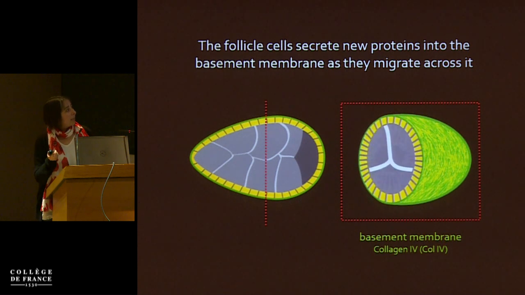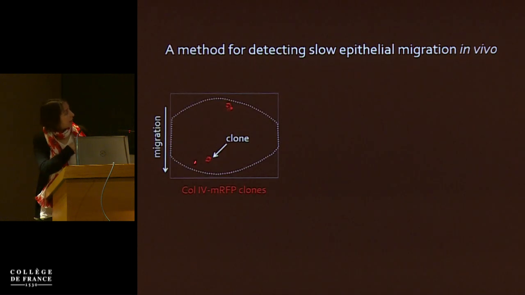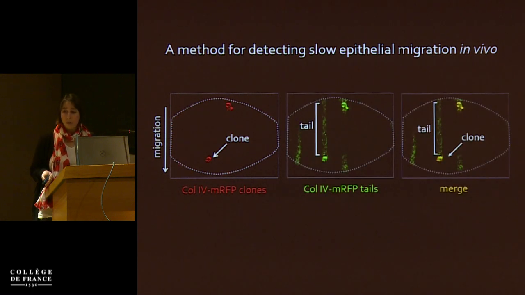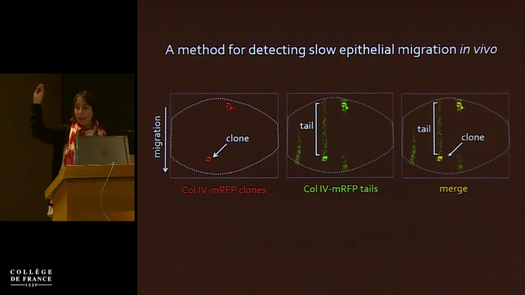So what Claire did was to make small clones of cells that are overexpressing an RFP-tagged version of the major basement membrane protein type 4 collagen. Right now I'm showing you a confocal slice taken through the cells so that you're seeing the protein still within the secretory pathway. If I now show you a more superficial slice through the basement membrane itself, you can see these tails that extend from the expressing cells because these are the matrix proteins that the cells have laid down as they've migrated along.